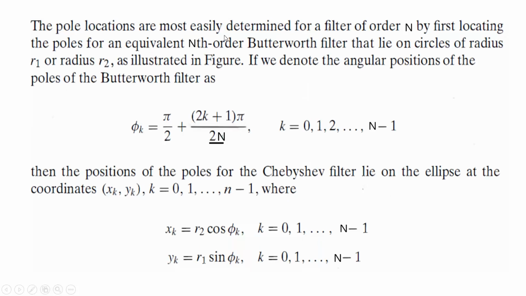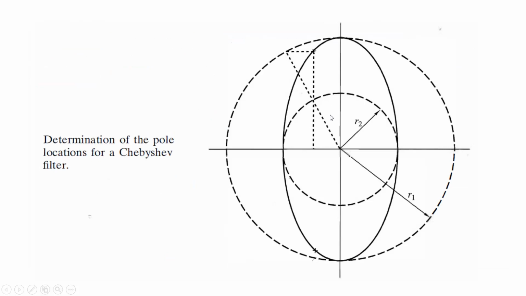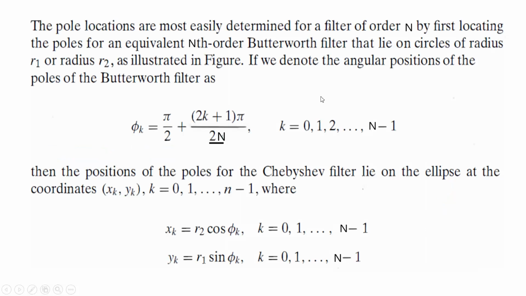Now one thing more: we can find the poles from the Butterworth filter also. If we want to find the poles for an nth order Chebyshev filter, what we can do is, first we locate the poles for the nth order Butterworth filter. Of course, they will lie on the circles of radius R1 or R2 as illustrated in this figure. These are the two circles with radii R1 and R2. All right, and this is actually the ellipse with the major and the minor axis clearly shown.